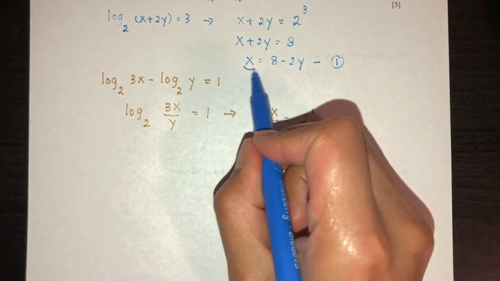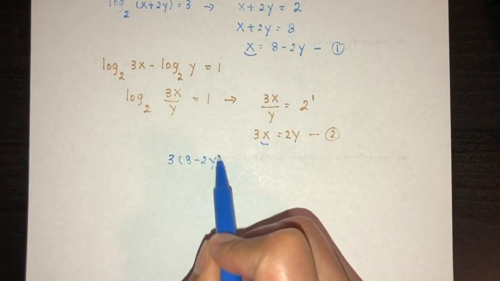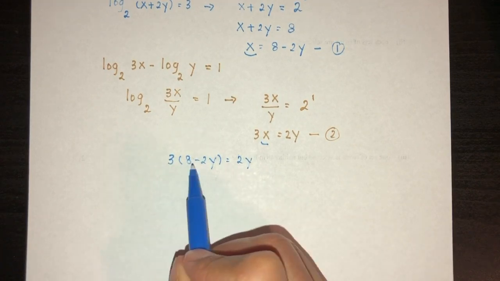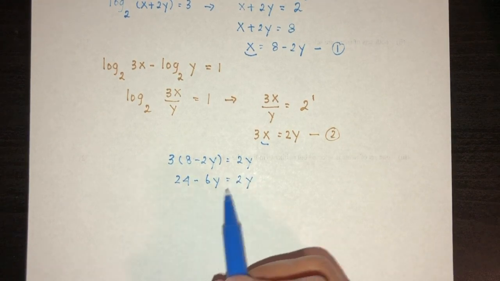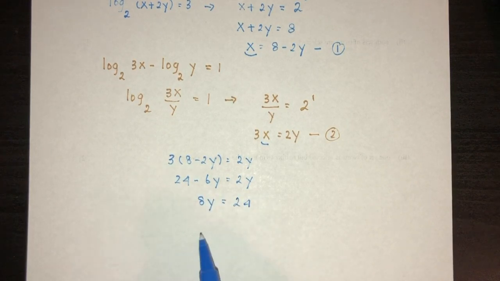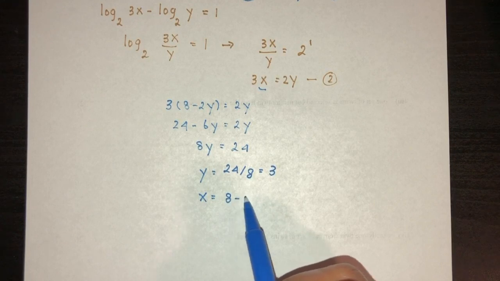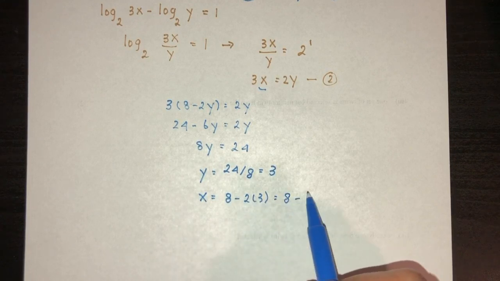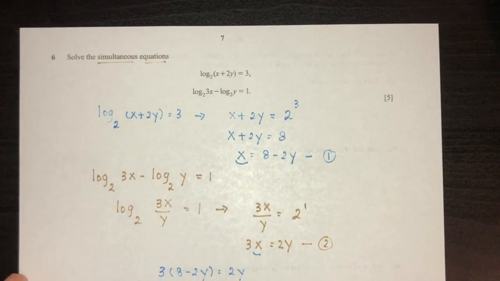Now we can replace this value in this x. You will have 3 times 8 minus 2y is equal to 2y. That will become 24 minus 6y is 2y. Sending this over here, you will have 8y is equal to 24. So y will be 24 divided by 8. That should be 3. So x will be 8 minus 2 times 3. That will be 8 minus 6. That will be 2. So x is 2 and y is 3. Okay, so here you go. That will be your question number 6.